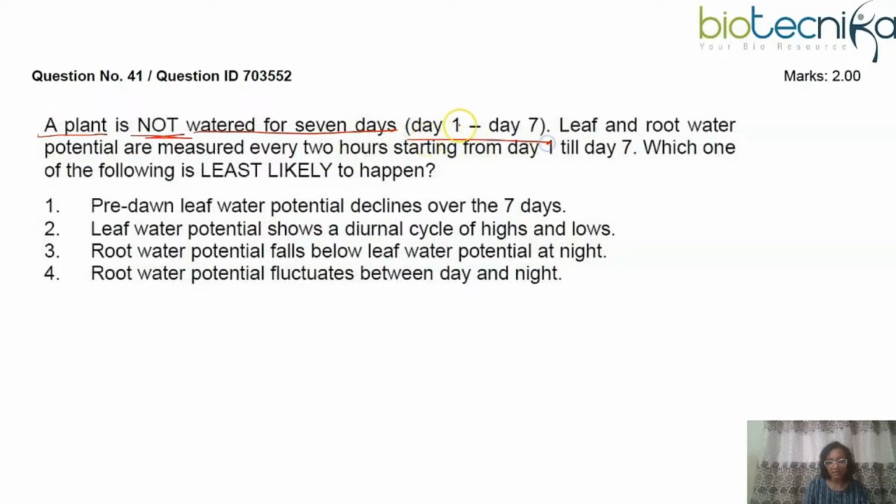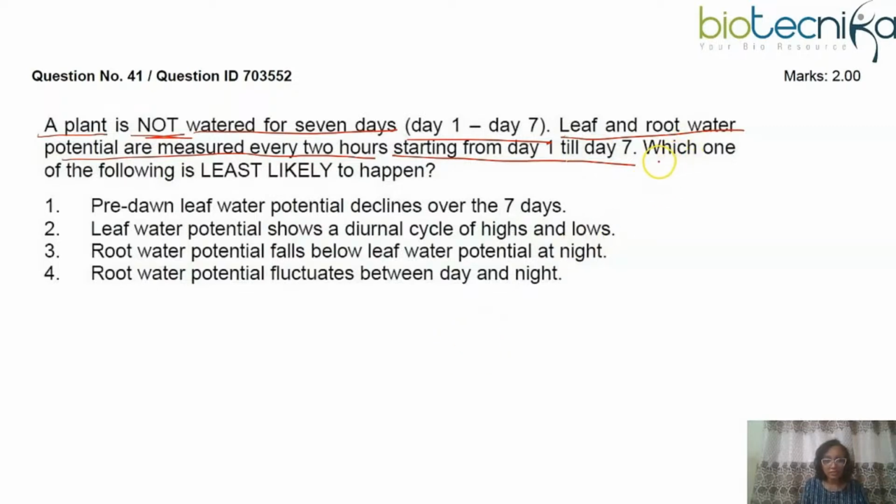From day 1 to day 7, the plant is not watered. Leaf and root water potential are measured every 2 hours starting from day 1 till day 7. Okay, so from the first day to the 7th day, they have measured both the water potential at the leaf and the water potential at the root for every 2 hours.